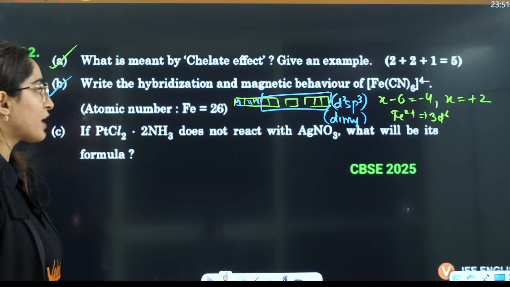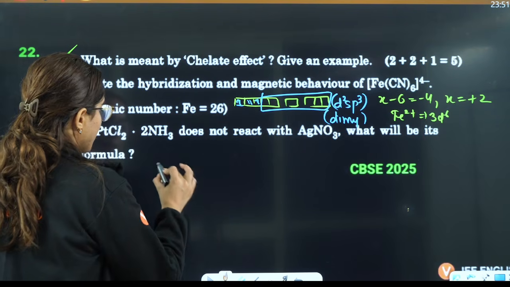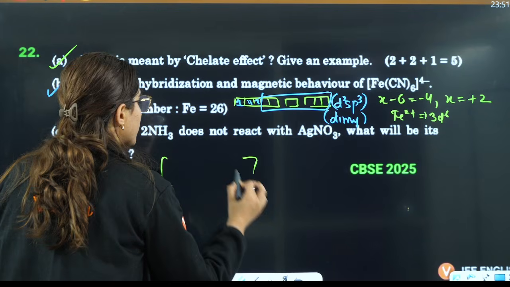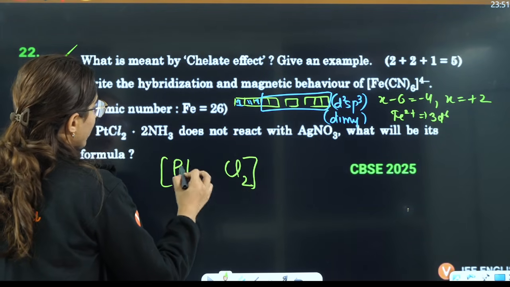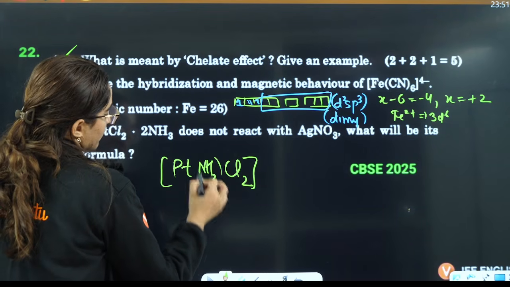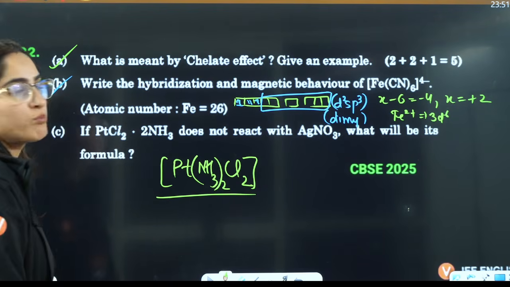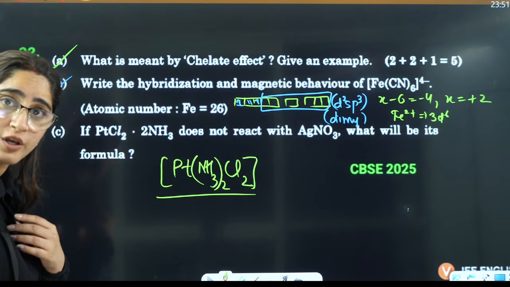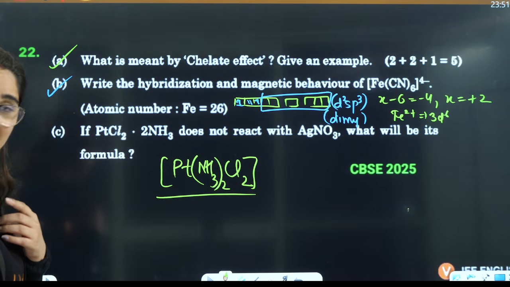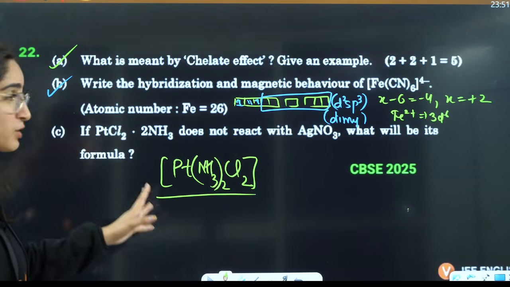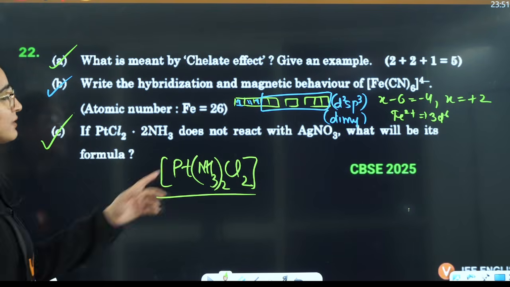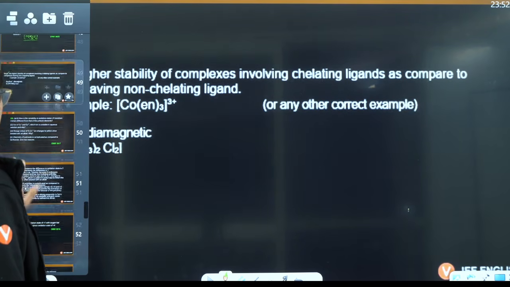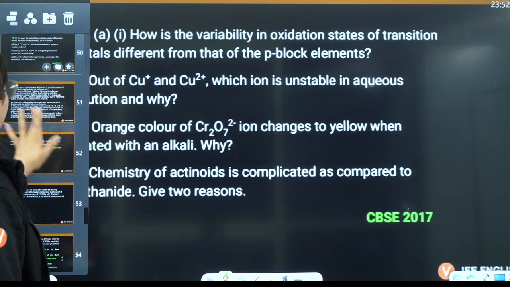PtCl2.2NH3 does not react with AgNO3. What will be the formula? See, if it does not react with AgNO3, that means both the chlorines are inside. This is according to Werner's theory. That means this is the formula. If AgNO3 reacted to give AgCl, then I would say one chlorine is outside, but there is no reaction. That is why both of them are inside the coordination entity. Right? Okay.